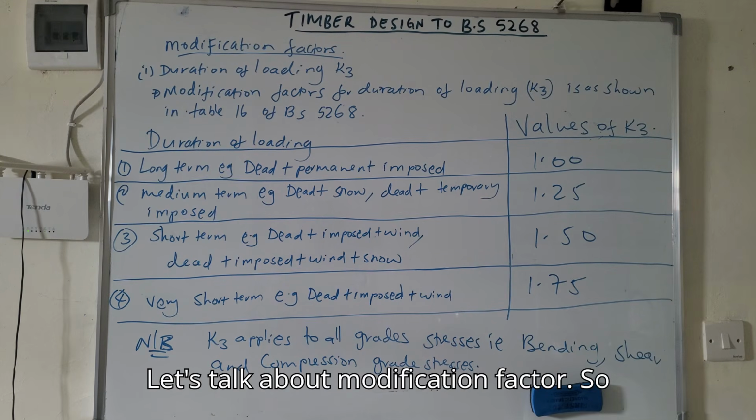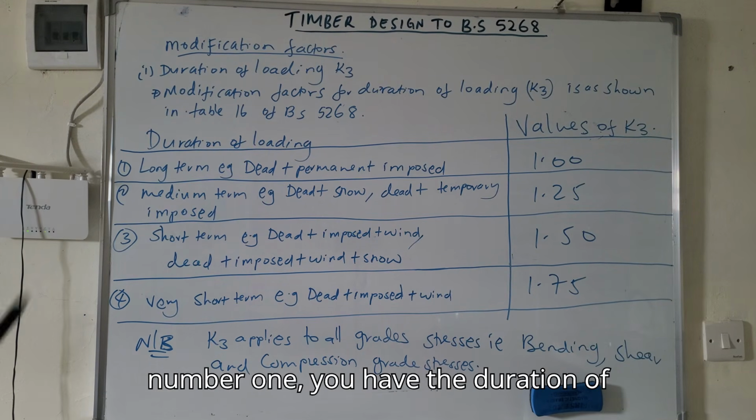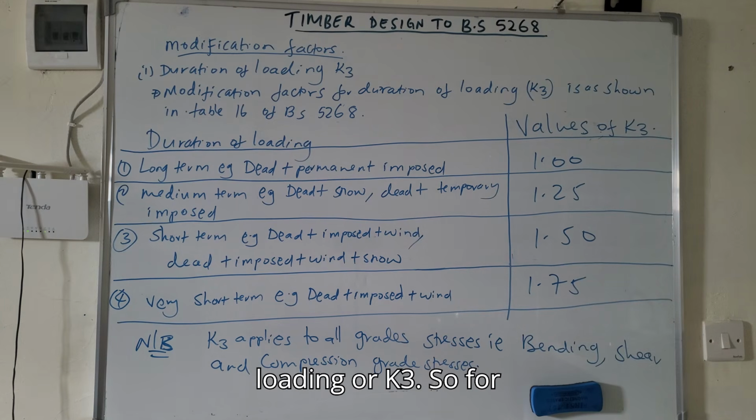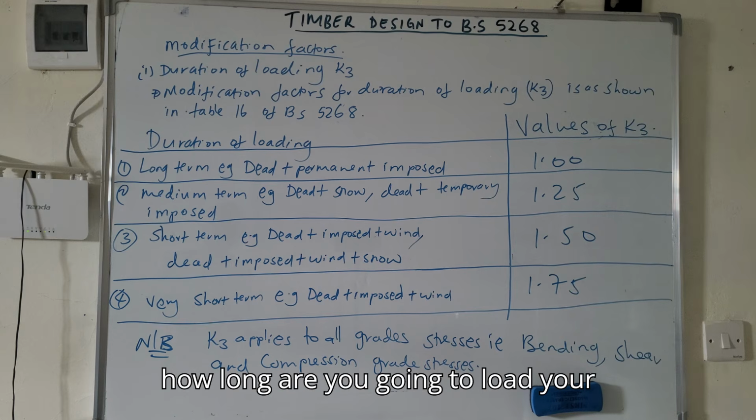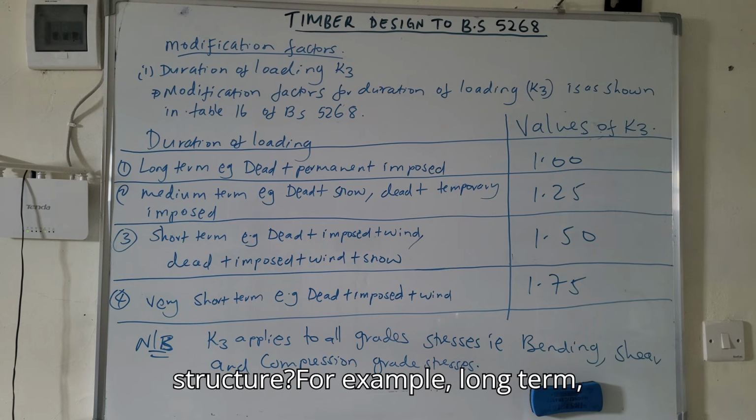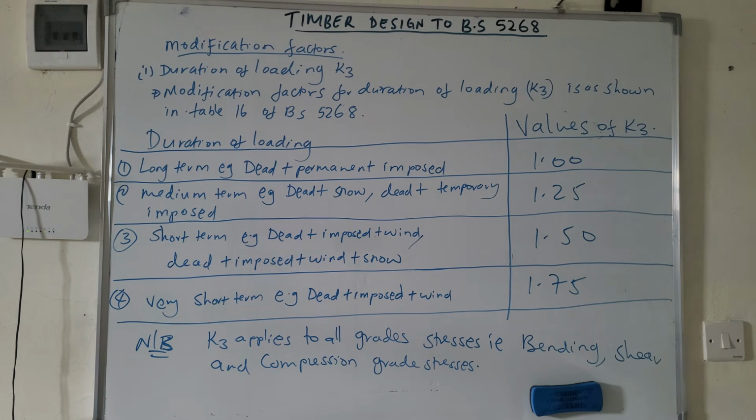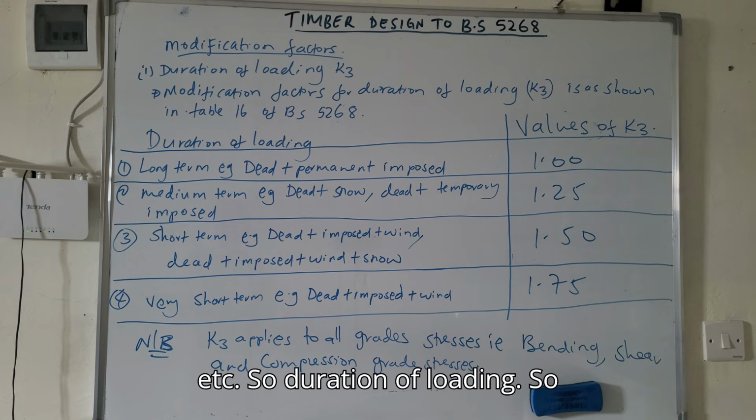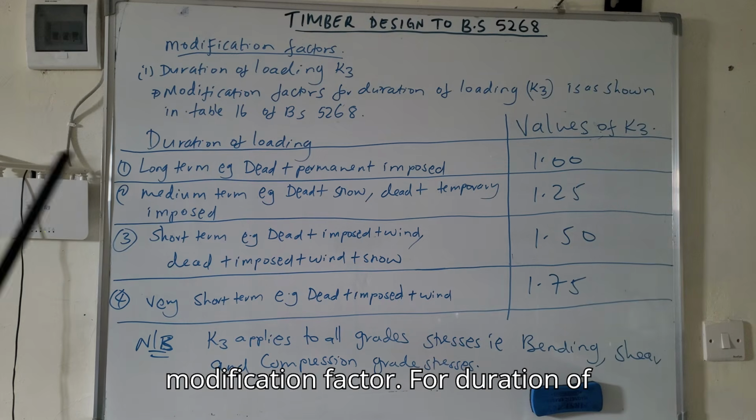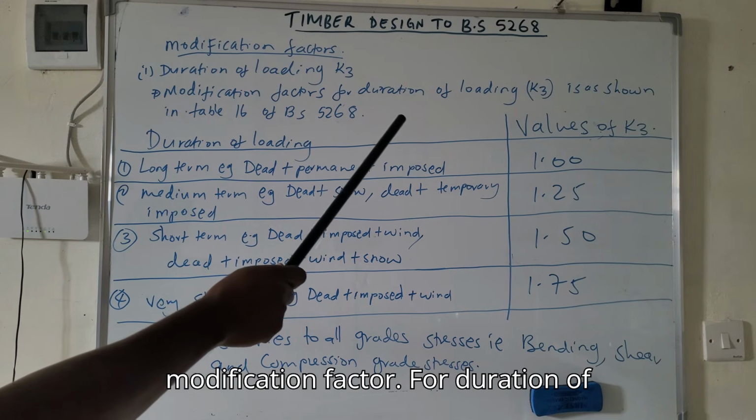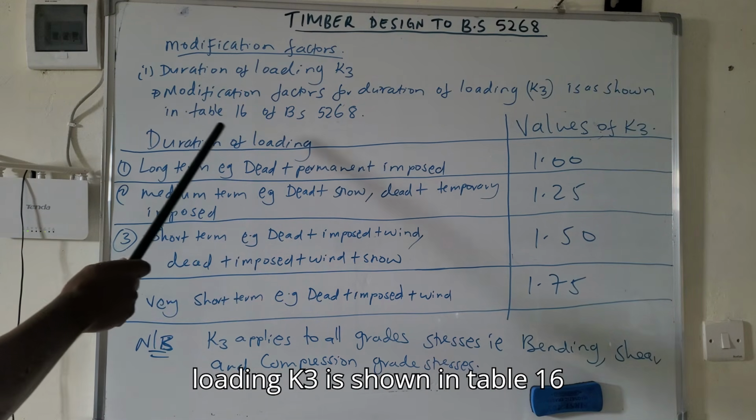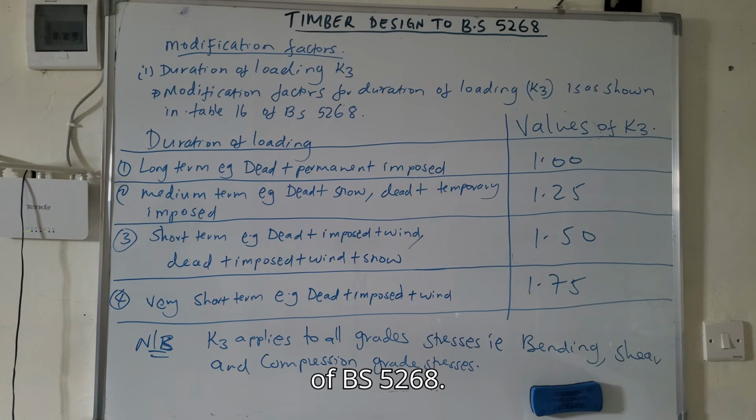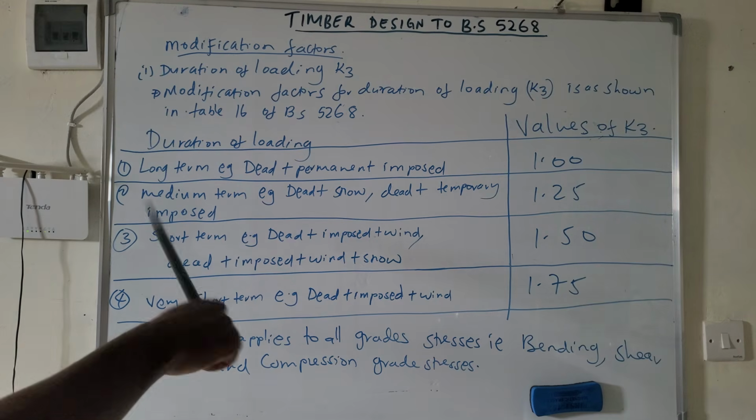Let's talk about modification factors. Number 1, you have the duration of loading or K3. For how long are you going to load your structure? For example, long term, medium term, short term, very short term, etc. The modification factor for duration of loading, K3, is shown in table 16 of BS 5268. So this is table 16.